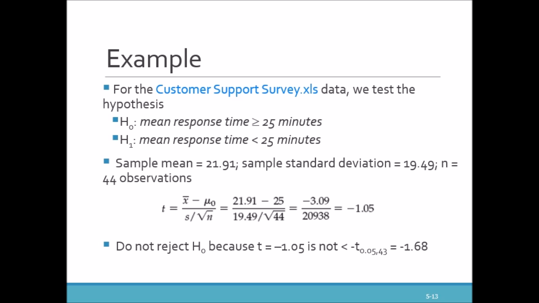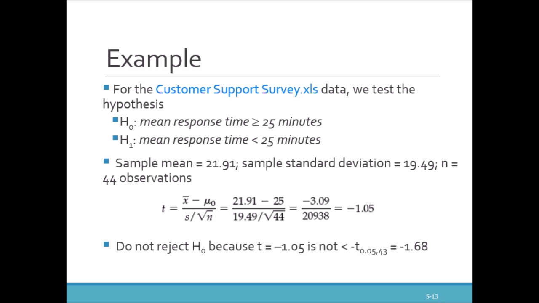So to calculate this, we've calculated our mean of our sample, which is 21.91, our sample standard deviation, which is 19.49, and the number of observations in our sample, which is 44. So we just fill in within our formula. So we have the 21.91 minus 25 divided by our standard deviation over our square root of the number of observations. And we have a t-value of negative 1.05. So this falls in the non-rejection region.